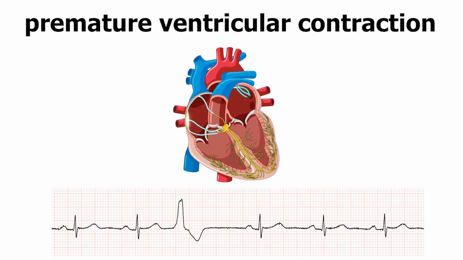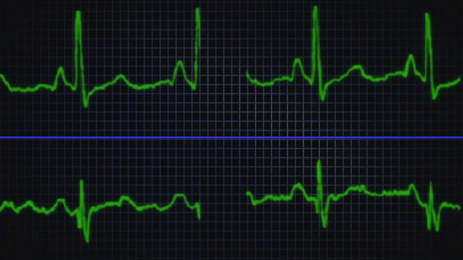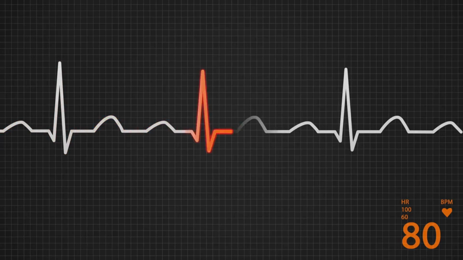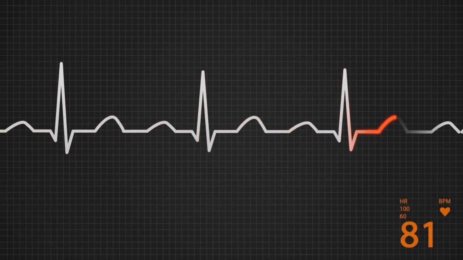Following the P wave, we have the QRS complex, a quick, sharp set of waves that represent the rapid depolarization of the ventricles as they contract and pump blood out to the body. Finally, we have the T wave, which represents the ventricles resetting and getting ready for the next beat. Each of these components provides vital information about the heart's rhythm and function. Now that you understand the basics, it's time to learn how to interpret an ECG.